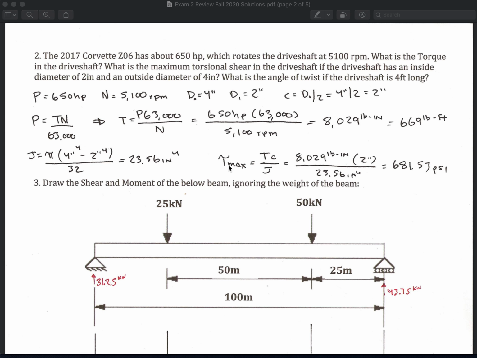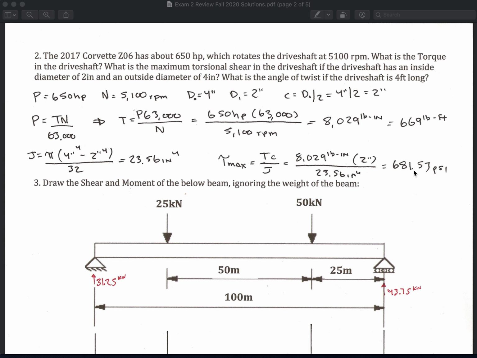Now with all that information, I can go into the same equation we used previously, that tau max is equal to Tc over J. The torque that we have previously in pound inches, we need to maintain this one because we have inches for everything else. So it's 8,029 pound inches multiplied by C of 2 divided by J of 23.56 inches to the fourth. We have consistent units. We get a maximum torsional shear stress of 681.53 psi.